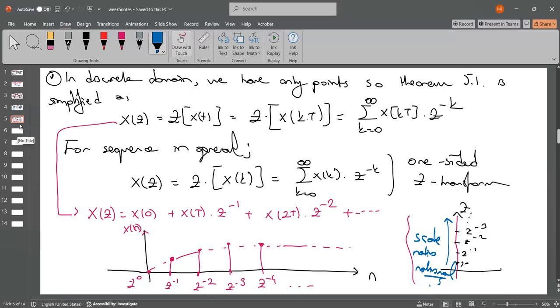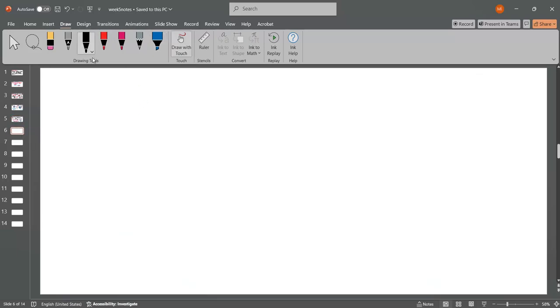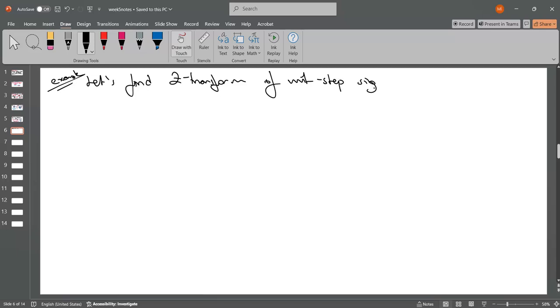Okay. Continuing. Example. Let's find the z transform of the unit step signal. In this case, x[t] is equal to what? 1[t] for t greater than 0, and 0 for t smaller than 0.